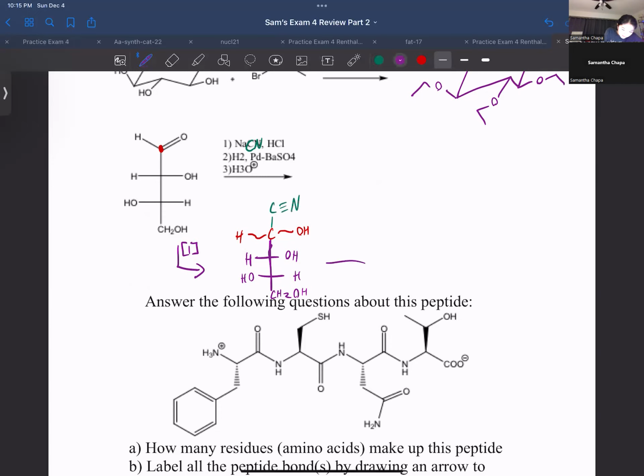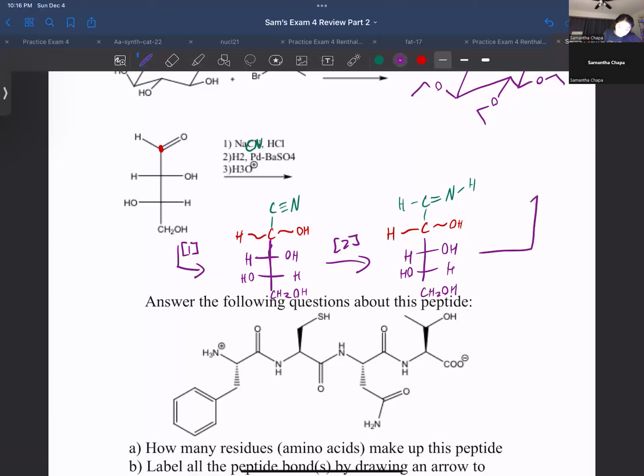right? And I do my second reaction, which is a hydrogenation reaction. And we know that hydrogenation reactions like to get rid of a pi bond. So that's also exactly what I'm going to do. So carbon, it's hydrogenated. Nitrogen, hydrogenated. Okay, yeah, that looks good.